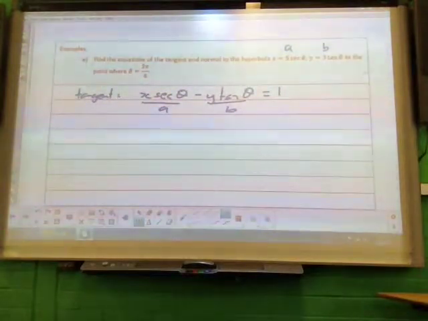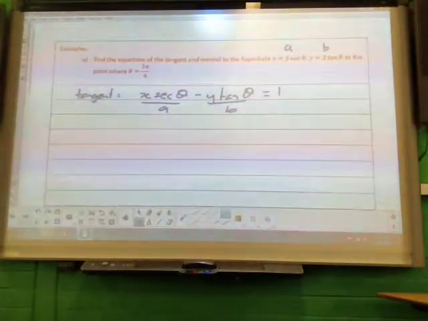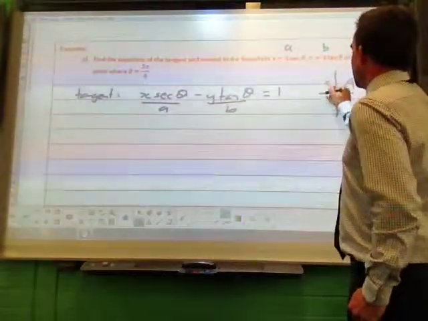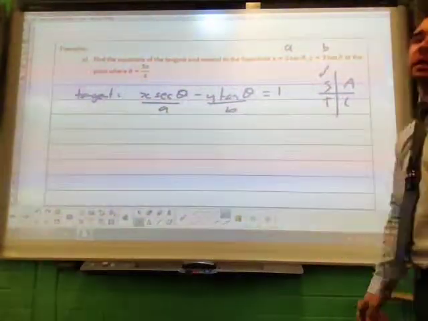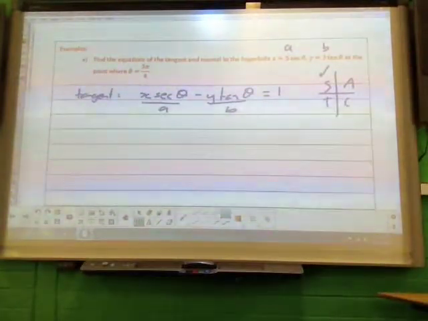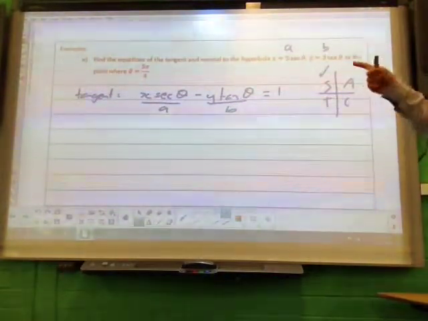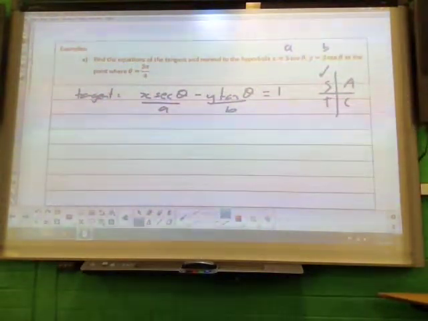Okay, so theta is 3 pi on 4, which is what angle? 135 degrees, so it's an angle in the second quadrant. Thinking all students take calculus, in the second quadrant sine is positive, so tan and cos are both negative. Remember sec is the reciprocal of cos, so we need to tidy it up with the negative as well.